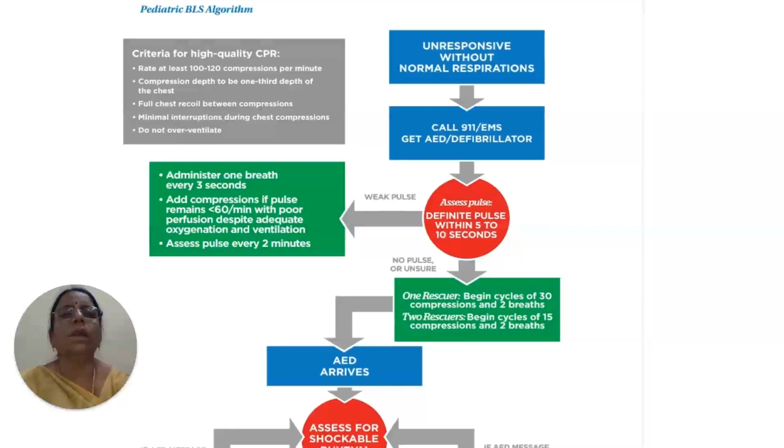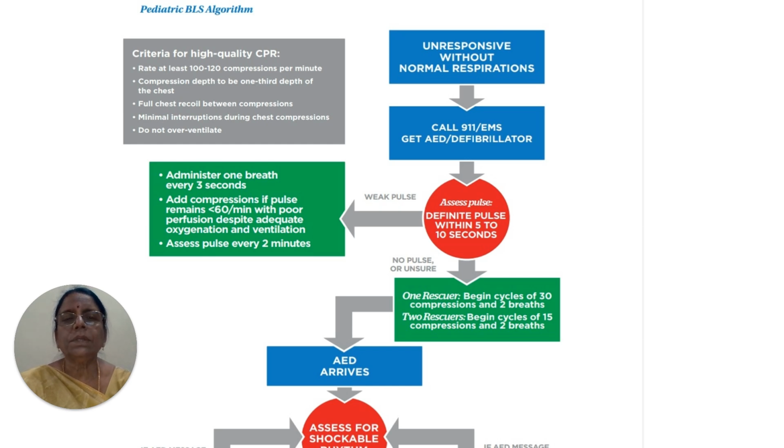Unresponsive without normal respirations, call for help 108 or activate the emergency medical system and get an AED or defibrillator. Assess the pulse. And if there is a weak pulse, administer one breath every 3 seconds. Add compressions if pulse remains less than 60 per minute with poor perfusion despite adequate oxygenation and ventilation. Assess pulse every 2 minutes.